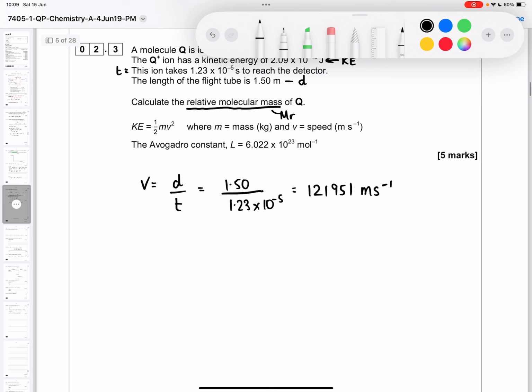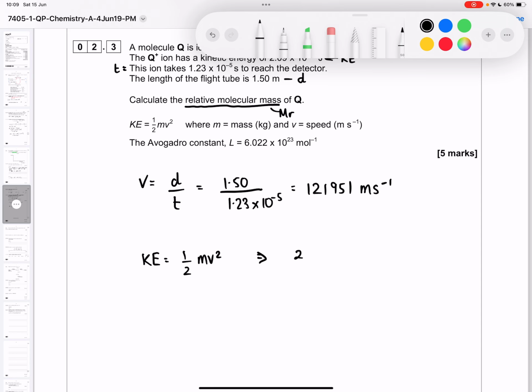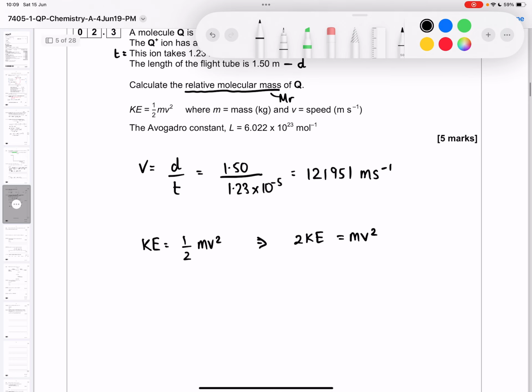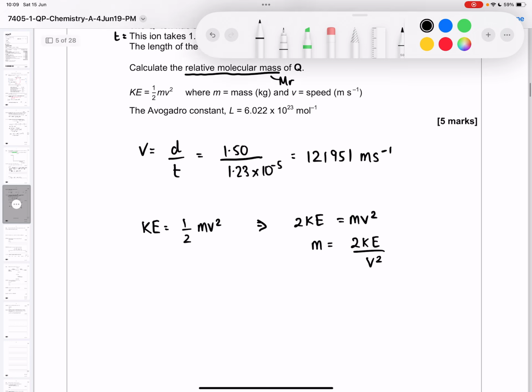Now, if I rearrange KE equals half mv squared, what we're going to see is if we times by 2, we're going to get 2 times KE equals mv squared. We remember we're trying to find Mr, so we're going to need to find the mass. So if we divide both sides by velocity squared, we're going to get mass is 2KE over v squared.